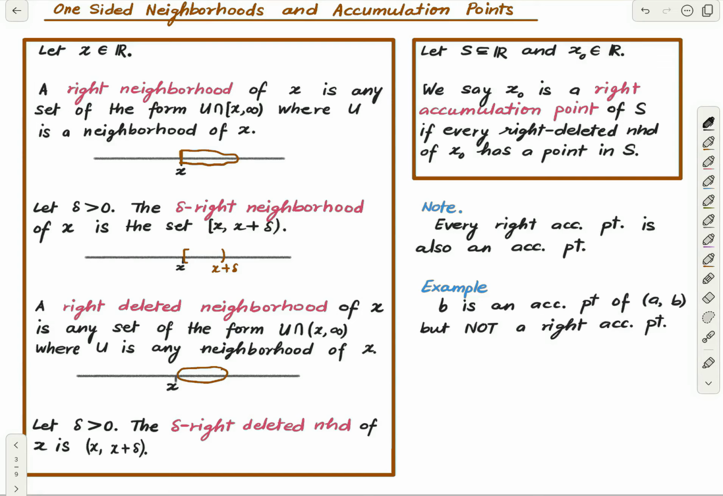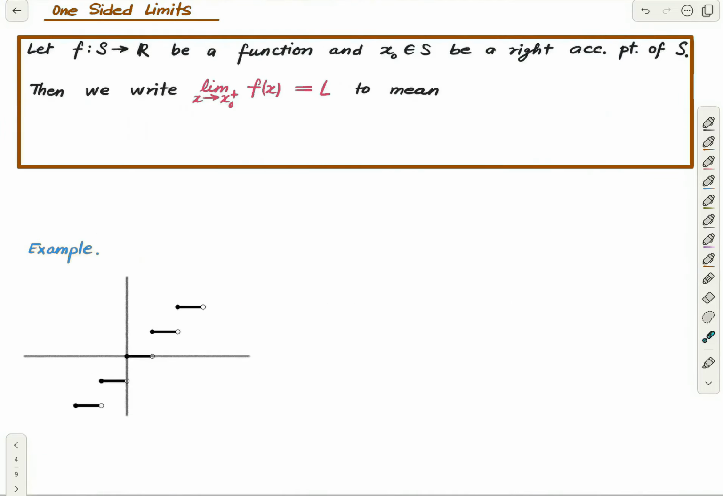Okay. So with this, we can define what is meant by one-sided limits. So again, fix a function from a set S of reals to reals, and fix a point in the reals, which is the right accumulation point of S. Okay. Then we write this expression. There is a little plus here to denote that we are defining the right limit.